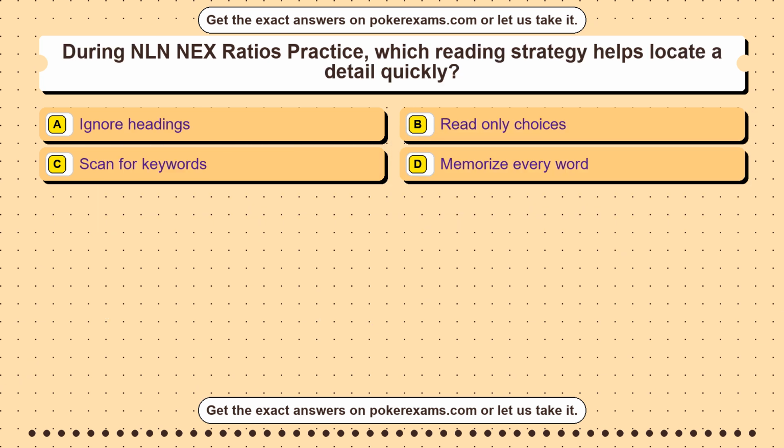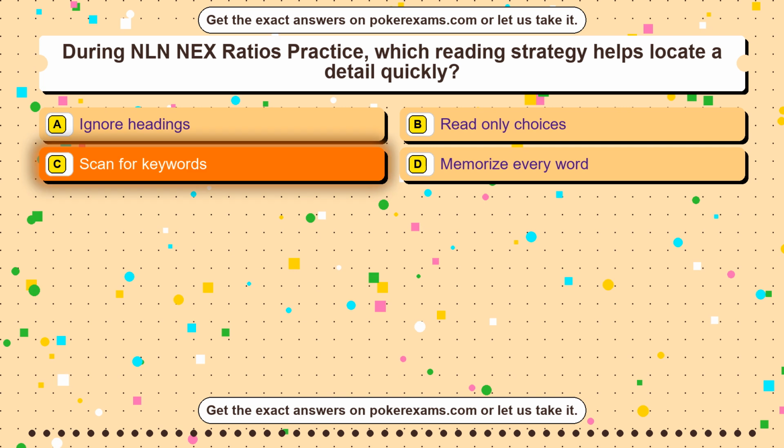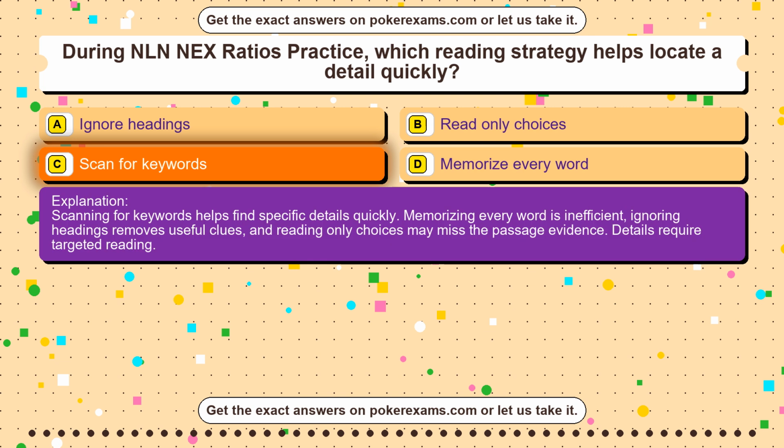Question 31. During NLN NEX Ratios Practice, which reading strategy helps locate a detail quickly? Option A ignore headings. Option B read only choices. Option C scan for keywords. Option D memorize every word. The correct answer is option C, scan for keywords. Scanning for keywords helps find specific details quickly. Memorizing every word is inefficient, ignoring headings removes useful clues, and reading only choices may miss the passage evidence. Details require targeted reading.